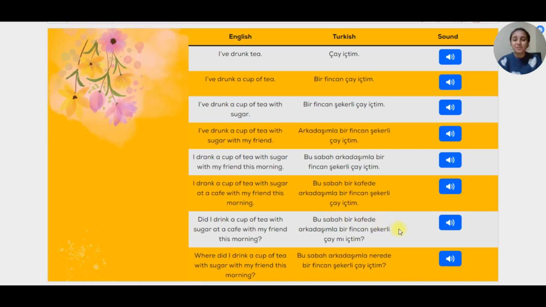Okay, hold on. Bu sabah bir kafede arkadaşımla bir fincan şekerli çay mı içtim? This is the question. Did I drink a cup of tea with sugar at a cafe with my friend this morning? Bu sabah arkadaşımla nerede bir fincan şekerli çay içtim? Where did I drink a cup of tea with sugar with my friend this morning? I think this last table will help you to understand the logic of the sequence. Again, you don't have to keep all of those informations in your mind.